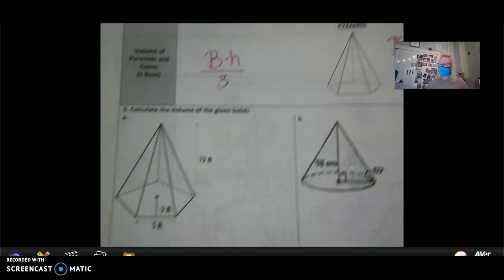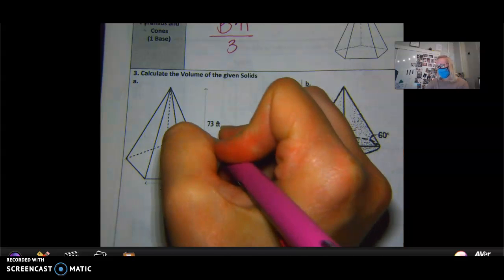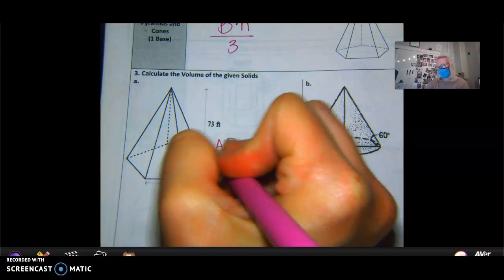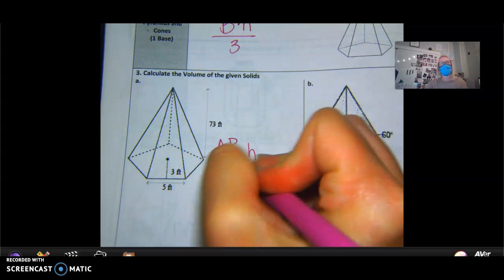Okay, so let's do 3A together. This is a pentagonal base. How do I find the area of a base of a polygon? Apothem times perimeter divided by 2, and then you're going to multiply that by its height, and then divide that whole thing by 3, okay?